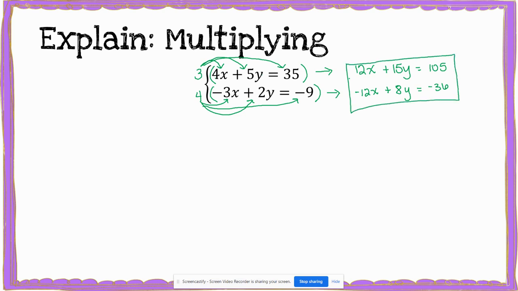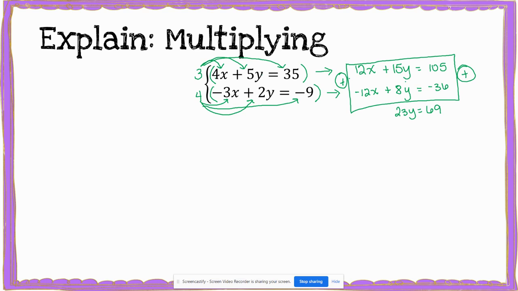Well, I can see that I have a positive 12x and a negative 12x. Since those are zero pairs, I'm going to add these two equations together. Well, 12x plus negative 12x is 0, so they will cancel each other out. 15y plus 8y gives me 23y. Then I would add 105 plus negative 36. If I add positive 105 plus negative 36, I get positive 69.